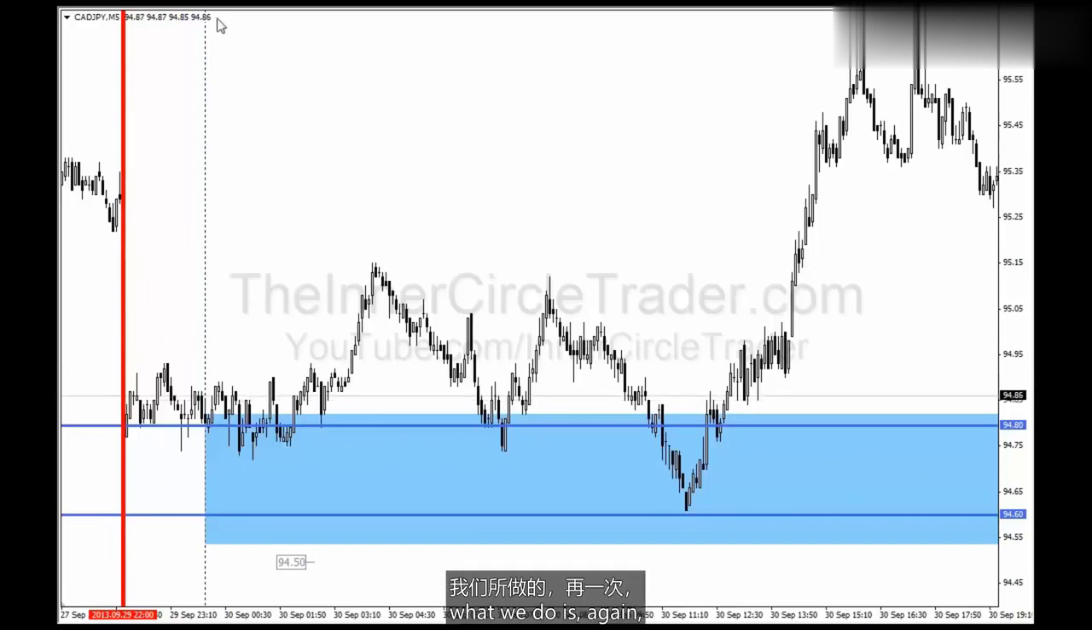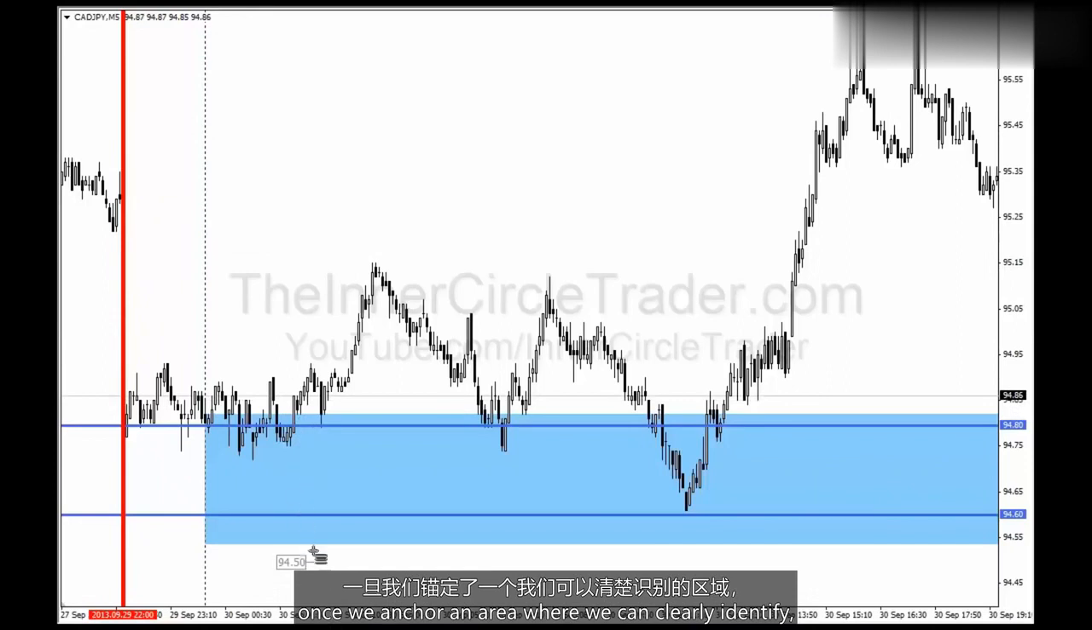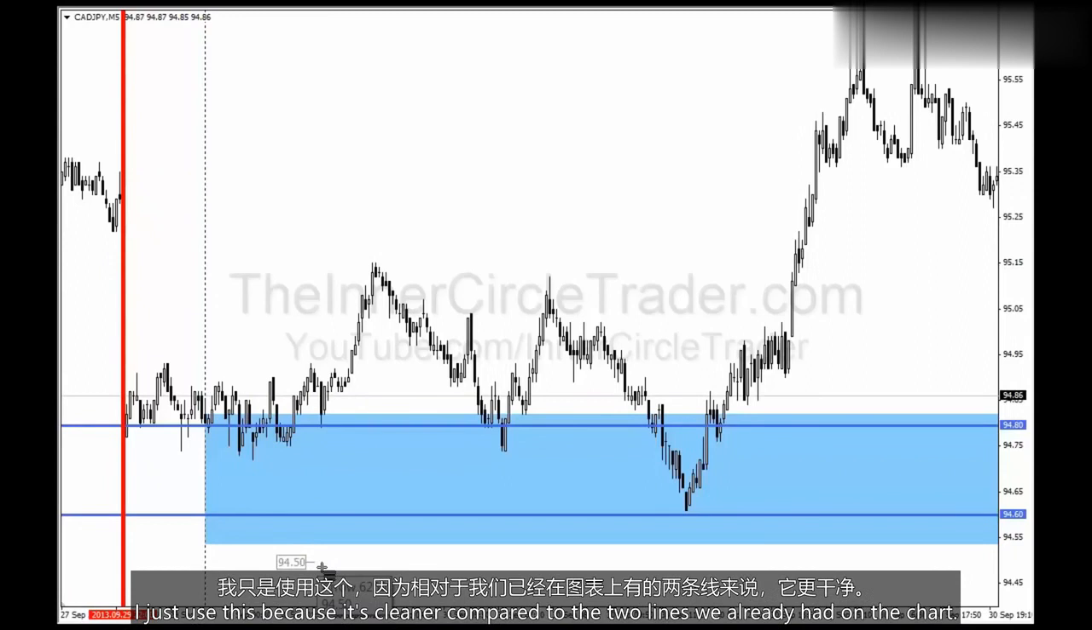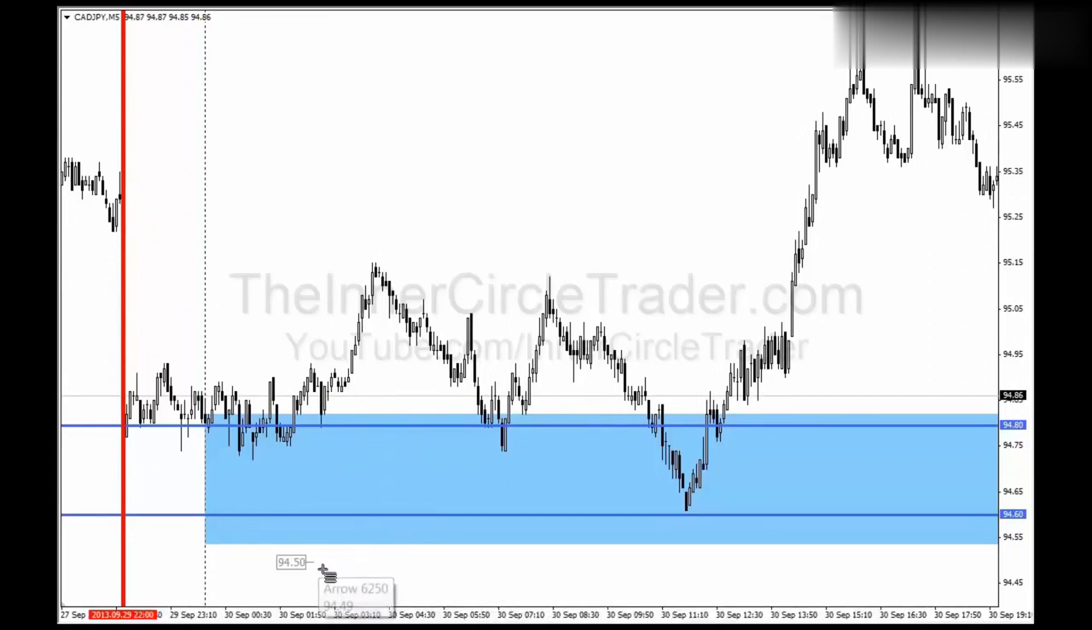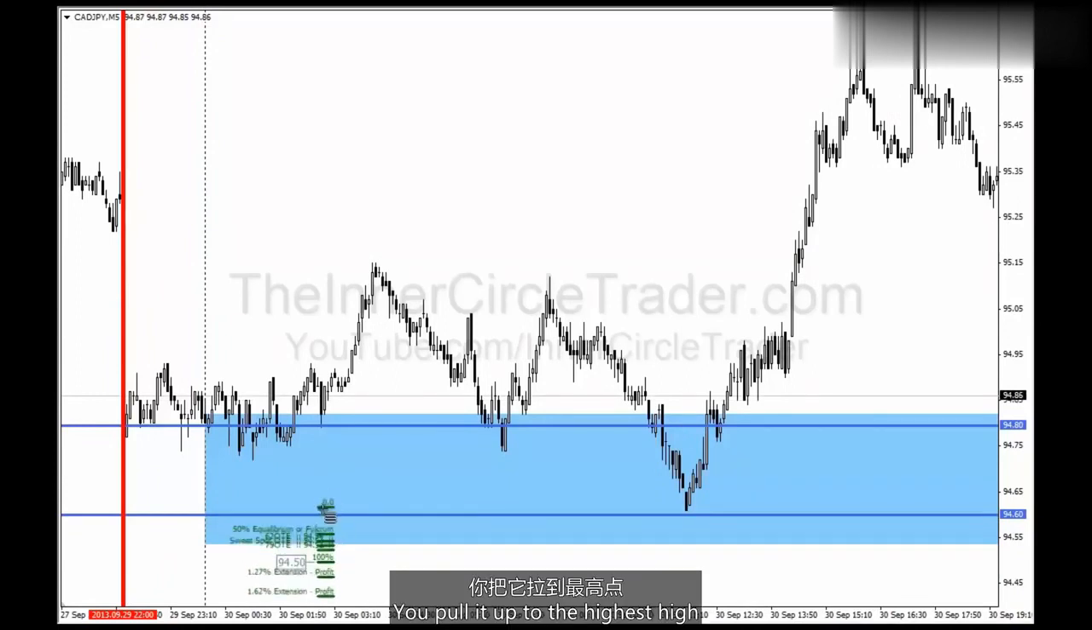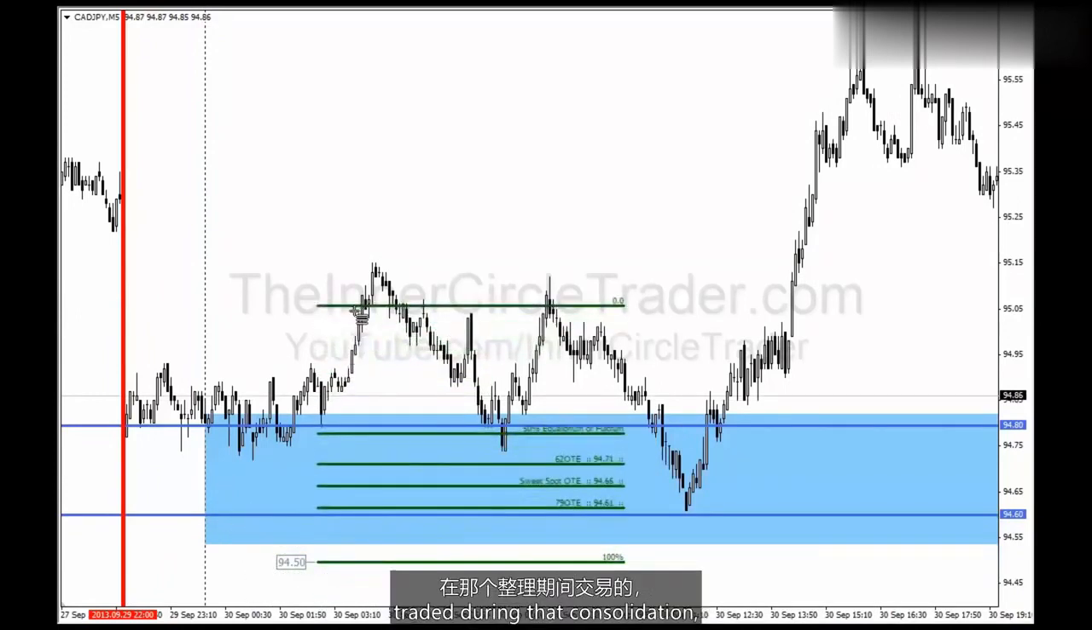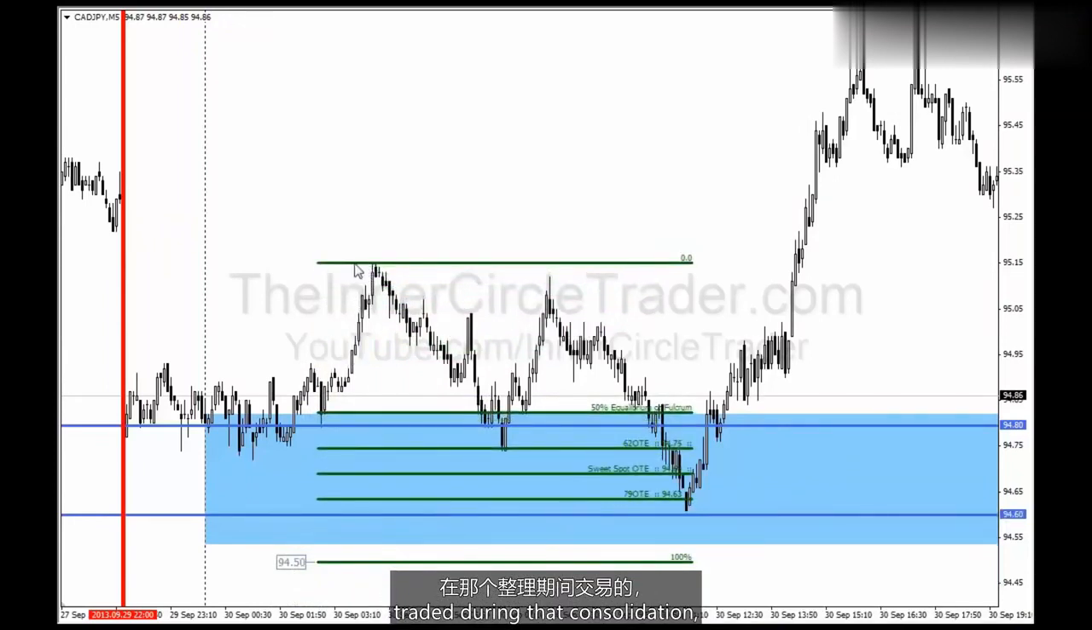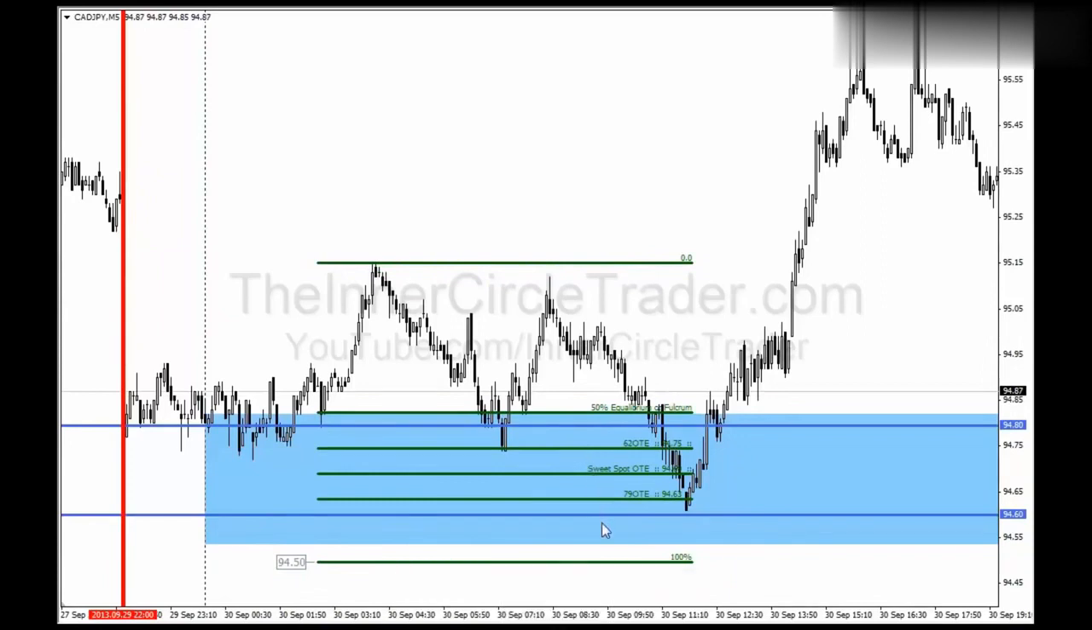Okay, so what we do is, again, once we anchor an area where we can clearly identify, and you could do a horizontal line here, I just used this because it's cleaner compared to the two lines we already had on the chart. But you just take your little crosshairs on the little marker here. You anchor it there. You pull it up to the highest high traded during that consolidation. Okay, and as price trades down into it, it'll reach into this range.